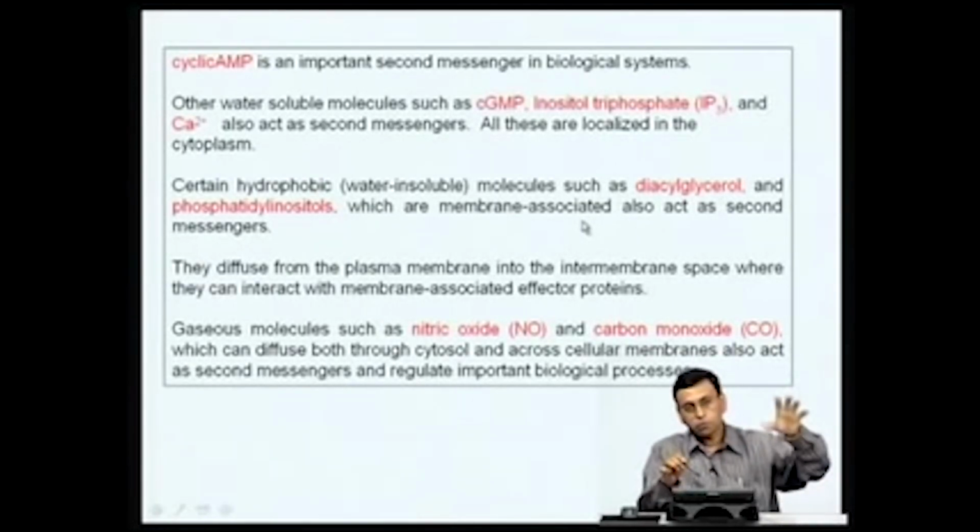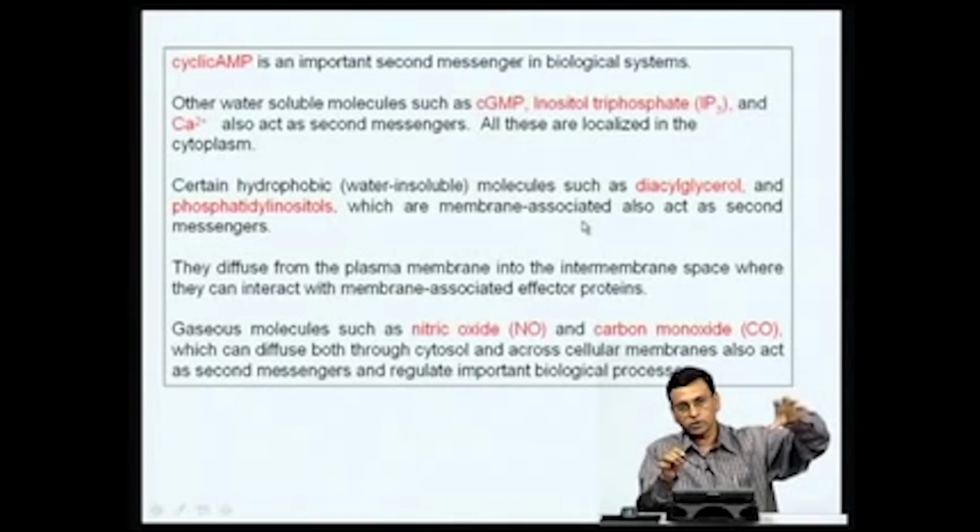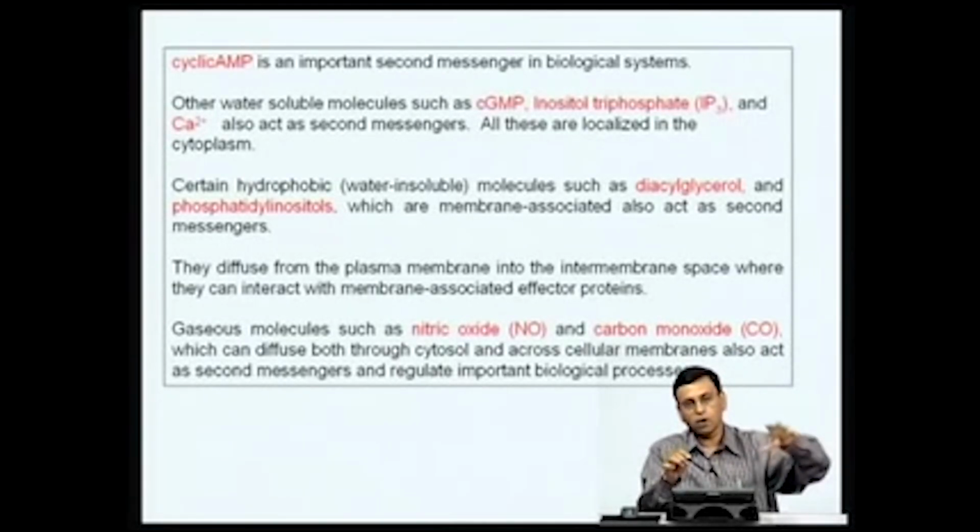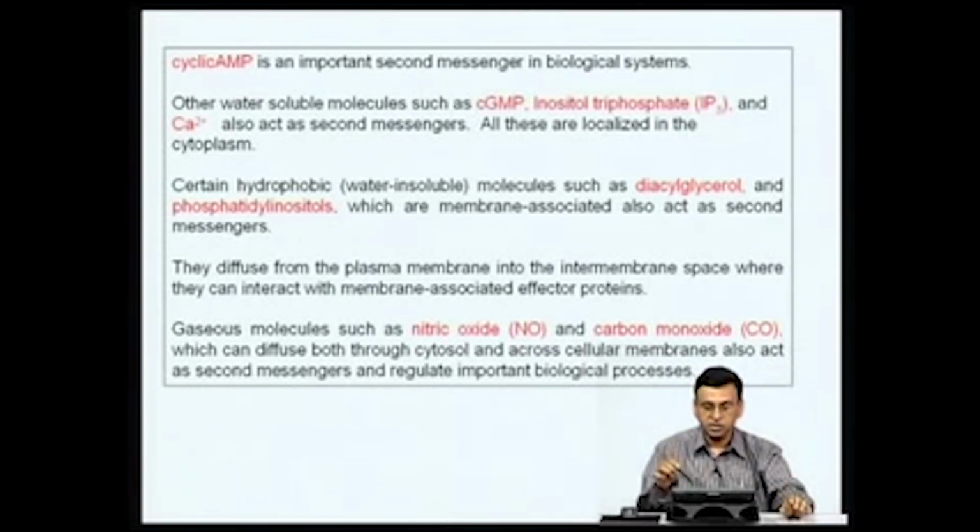So, the trimeric G proteins are the anchors which we are discussing right now, and one of the second messengers which is produced by the G protein activation is cyclicAMP. The same G protein signaling can also activate other second messengers like diacylglycerol, phosphatidylinositol, and so on and so forth. This we will discuss in the next class.